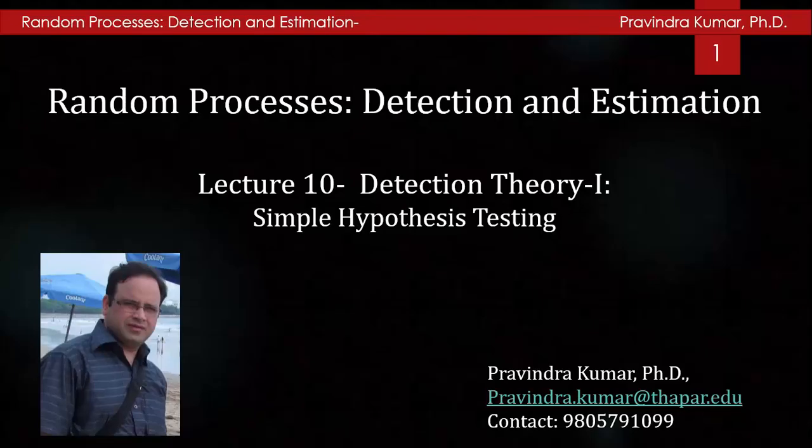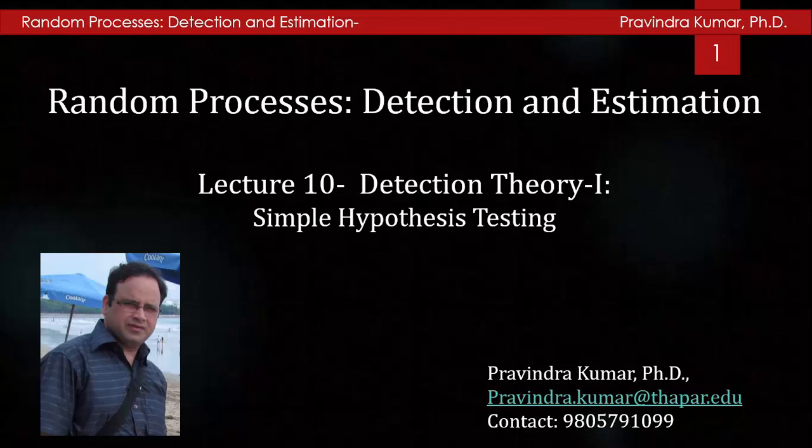Welcome to the lecture series on random processes, detection and estimation. This is the 10th lecture of this series. In the previous lecture, we discussed the objective of signal detection and parameter estimation, where we studied why detection and estimation are needed, the formulation of signal detection and signal parameter estimation, and the difference between detection and estimation.